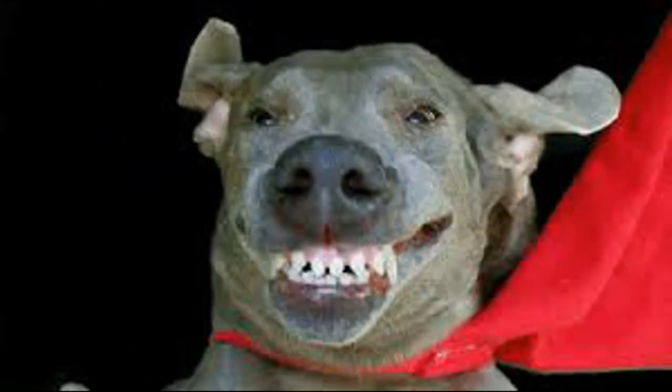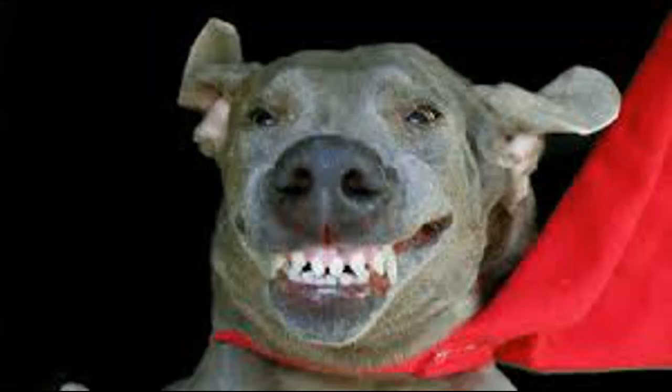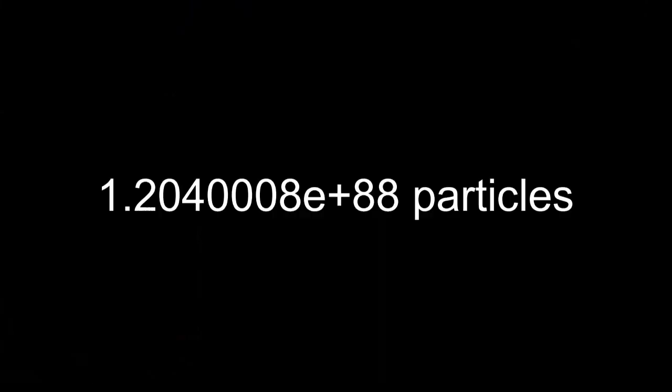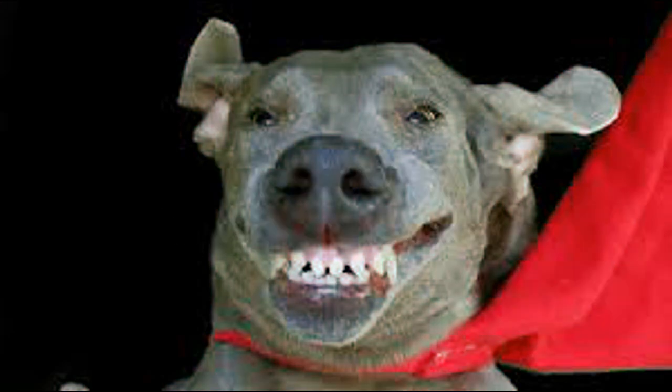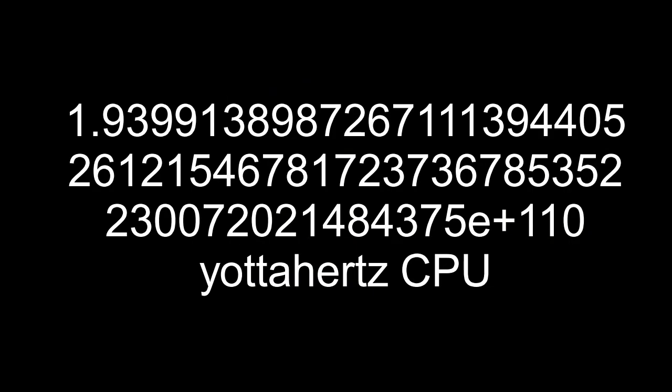Well, first of all, the CPU would have to process a frame every Planck second, in order to properly simulate the universe. Each frame, the computer would have to update a total of around 1.2040008 E+88 particles. Each particle has to have their x, y, and z coordinates, their charges, and their energy levels updated. This would make for a total of, yes, I will stop saying the full number, I know it is getting annoying, amount of yottabytes being processed every second.